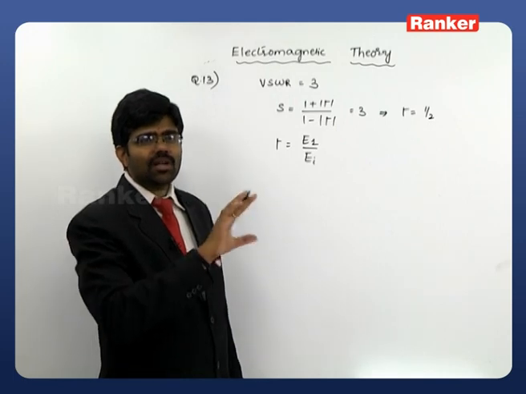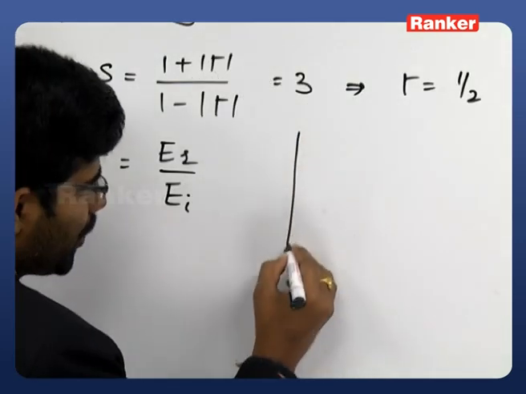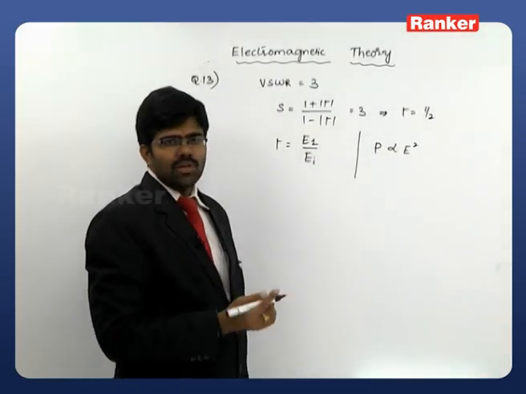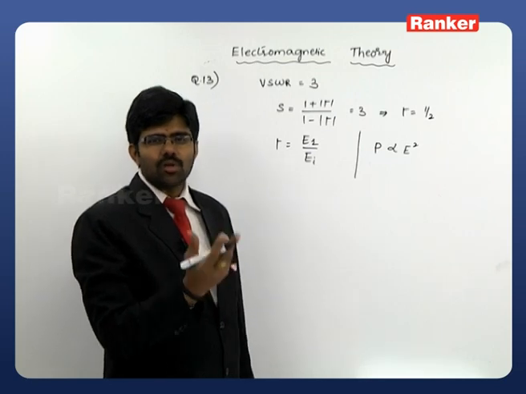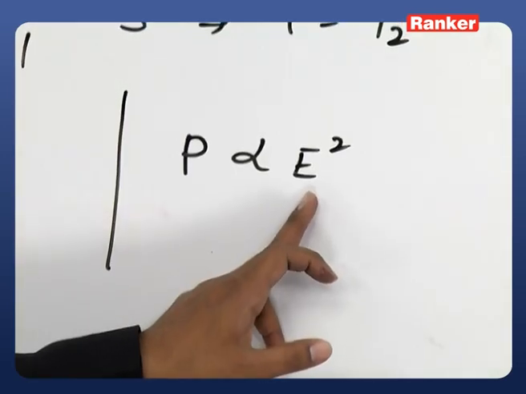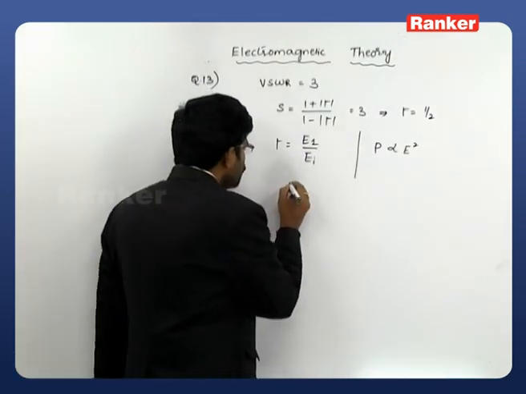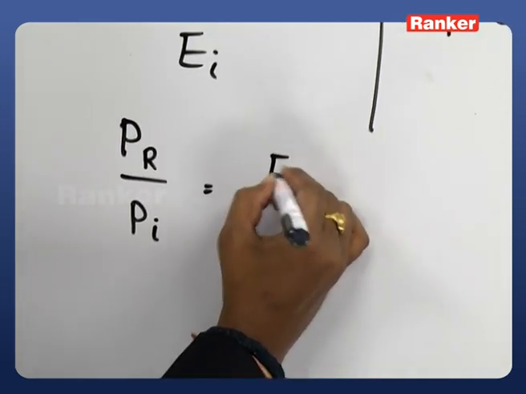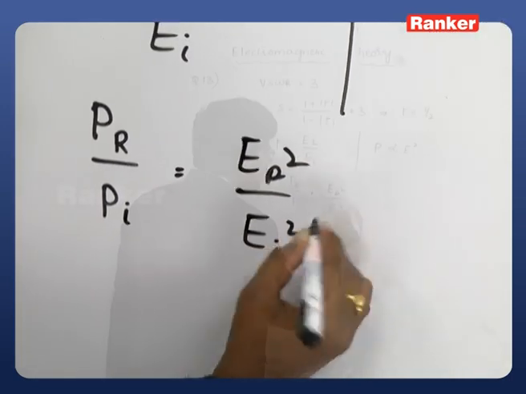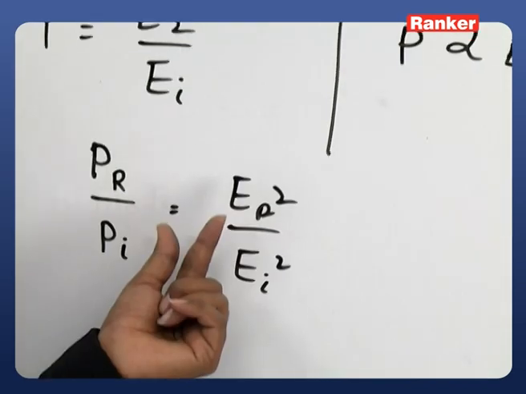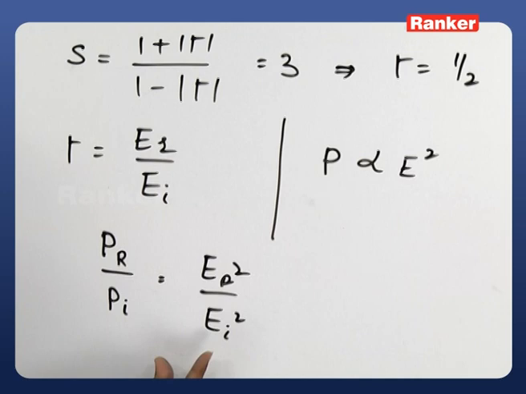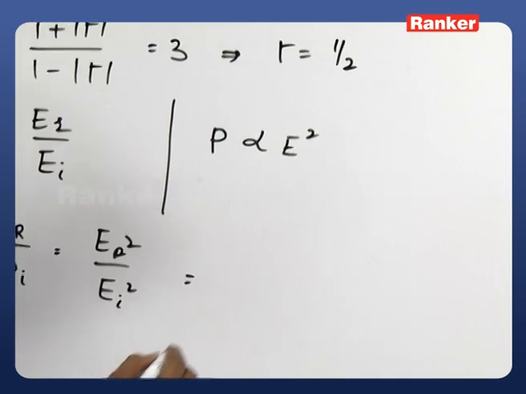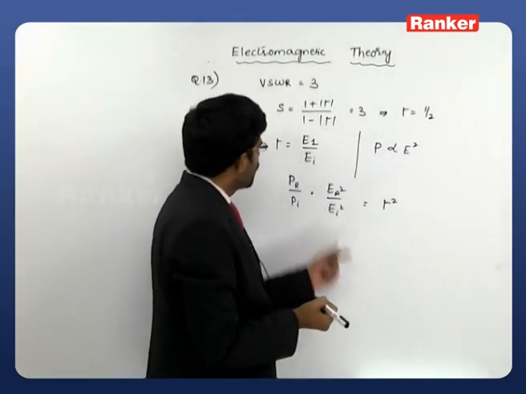Now we are supposed to convert this into the power notation. What is the relation between power and electric field? Power is directly proportional to E square. Whatever equation we consider, the average power or the total power, it is directly proportional to E square. So here we need to consider PR divided by PI, which is equal to ER square divided by EI square. The proportionality constant, like characteristic impedance, will be cancelled here. So ER square divided by EI square corresponds to ER by EI whole square, which is equal to gamma square.